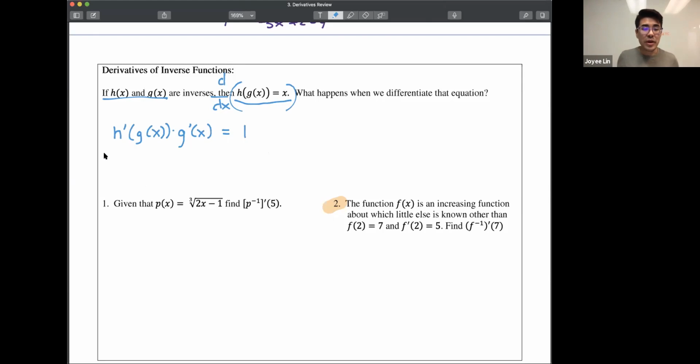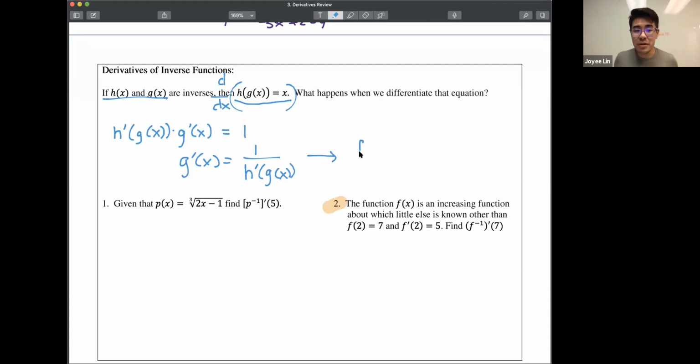And so we have this expression is true. And sometimes in textbooks, you might see it rewritten as the derivative of g can be rewritten as 1 over h prime of g of x. Right, that might be in a textbook. Or they might have it written this way in textbooks.